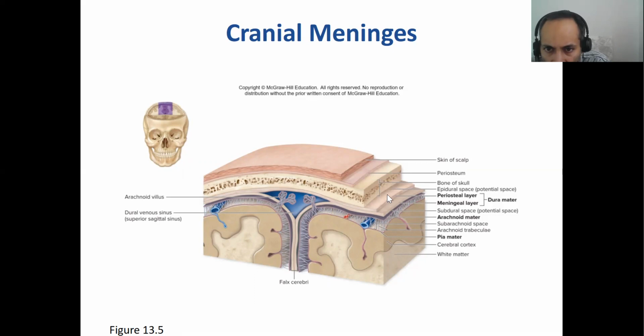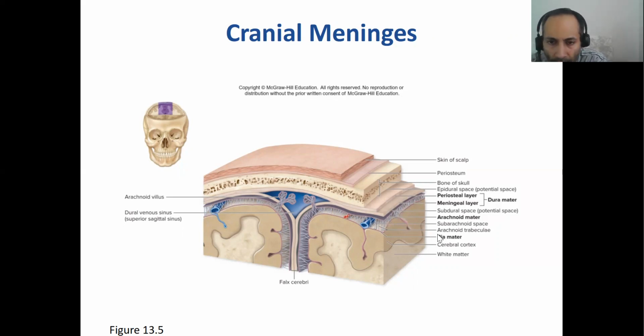Here's the bone. Just below the bone, you see the first what? The first meninges called the dura mater. Here it is, the dura mater. Okay. Underneath the dura mater, you have the second part of the meninges, and that is the arachnoid mater here. And underneath the arachnoid mater, all the way here in pink, is the final one, pia mater.